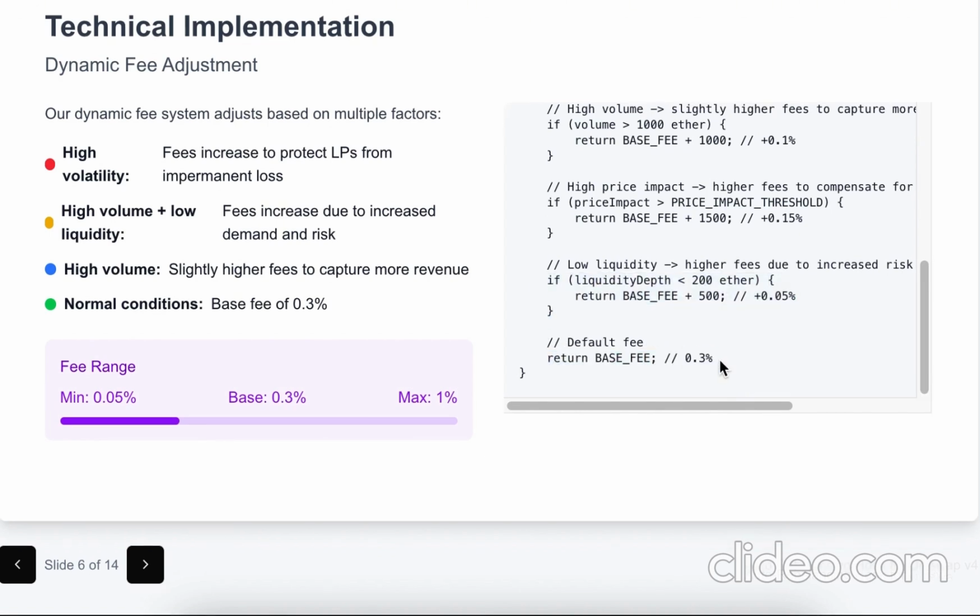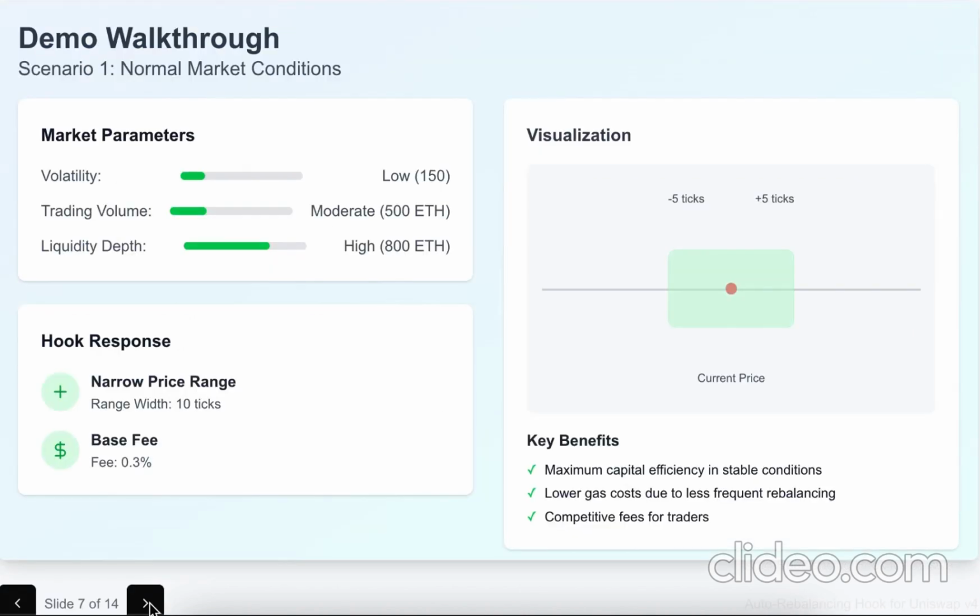These functions work together to create a dynamic, self-adjusting liquidity pool that monitors market conditions in real time, adjusts the price range width based on volatility, dynamically changes fees based on market conditions, and optimizes capital efficiency and returns for liquidity providers. Now let's see the hook in action with a demonstration of how it responds to different market scenarios.